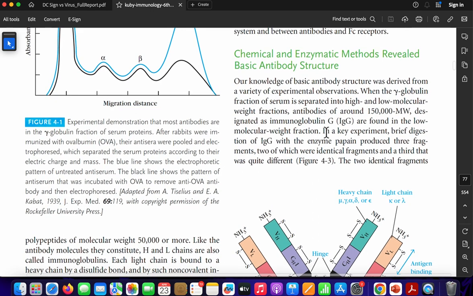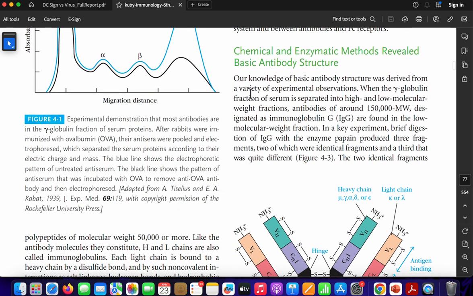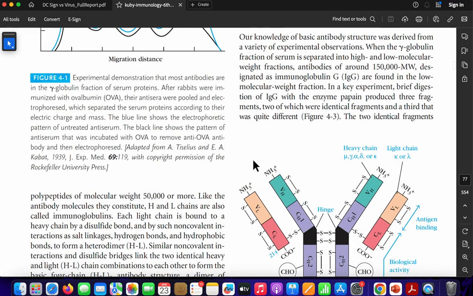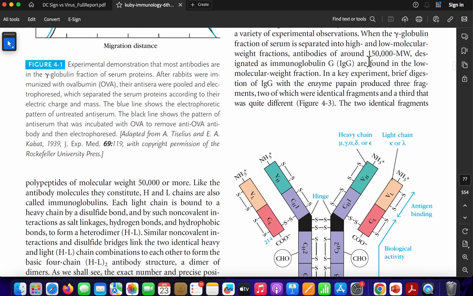Our knowledge of basic antibody structure was derived from a variety of experimental observations. When the gamma globulin fraction of serum is separated into high and low molecular weight fractions, antibodies of around 150,000 molecular weight, designated as immunoglobulin G, are found in the low molecular weight fraction.